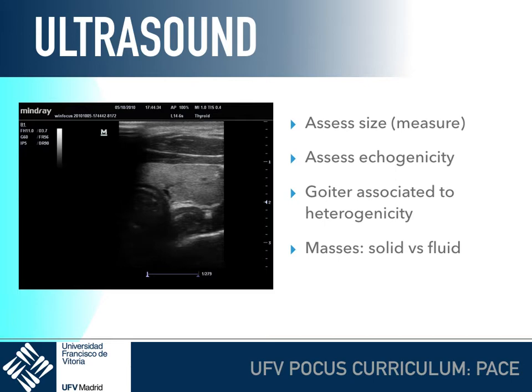We are assessing the echogenicity, because goiter, which is the abnormal enlargement of the gland, is associated with a non-isoechogenic gland. So heterogeneity is associated with an abnormal gland. We can, from time to time, assess masses from solid to fluid. Especially fluid masses are really common to be found in a thyroid gland, and most of them are cysts.